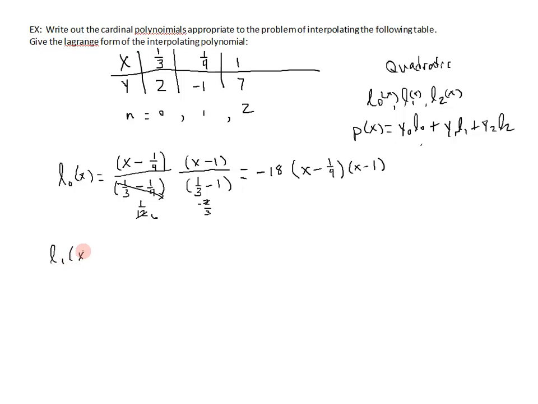L1 now. Going back to our form for the cardinal polynomials, you can go back and look at your notes earlier. We're going to skip the column for the numerator, meaning we start with x minus 1/3 over 1/4 minus 1/3. But we're not going to put the x minus 1/4 factor in there. We skip over to the x minus 1 factor. So x minus x2, which is x minus 1, over 1/4 minus 1.